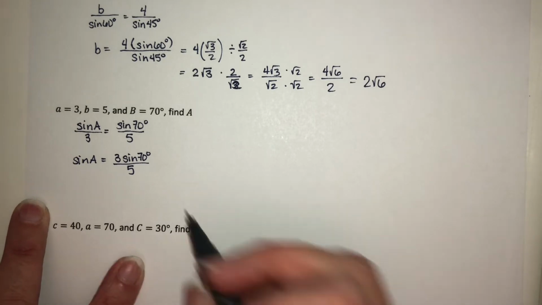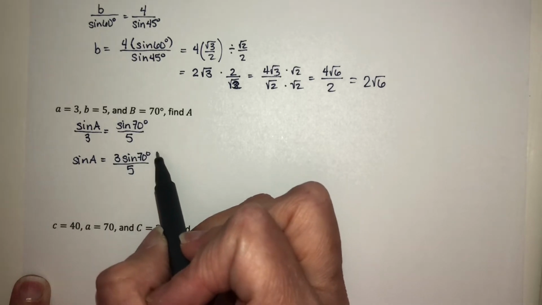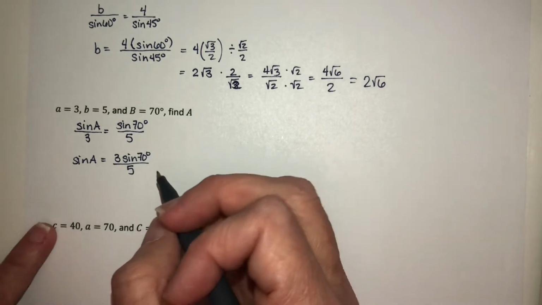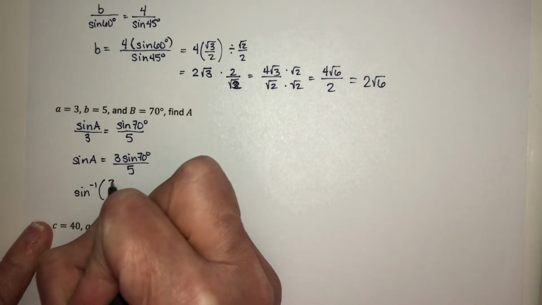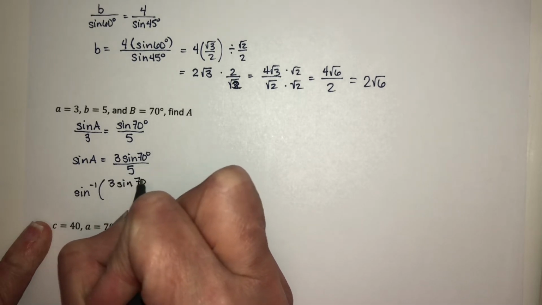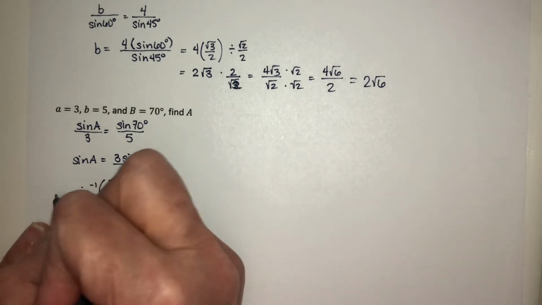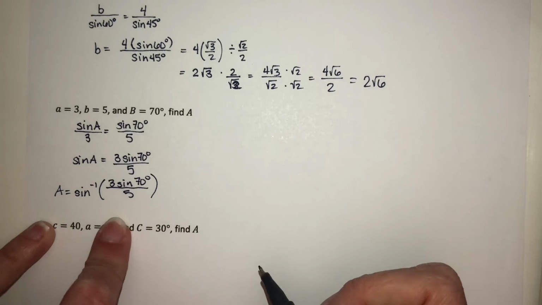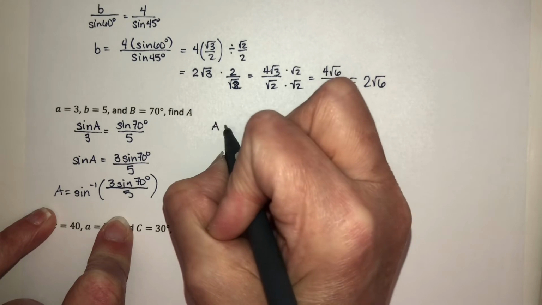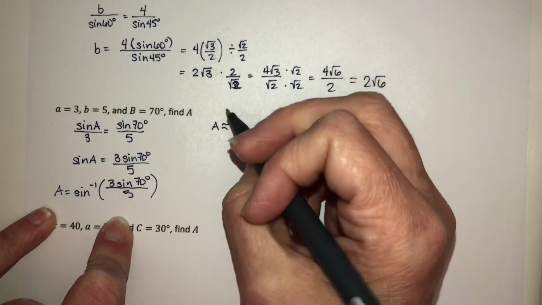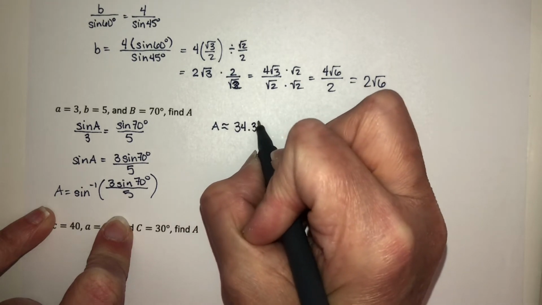Okay? Now, you're going to go to your calculator and get an approximation for this because we don't have an exact answer for sine of 70 degrees. So you're going to find inverse sine of 3 sine of 70 degrees over 5. And your A value is going to equal that, or one of your A values is going to equal that, because we might have more than one. So you do this calculation and you get A is approximately equal to 34.3 degrees.